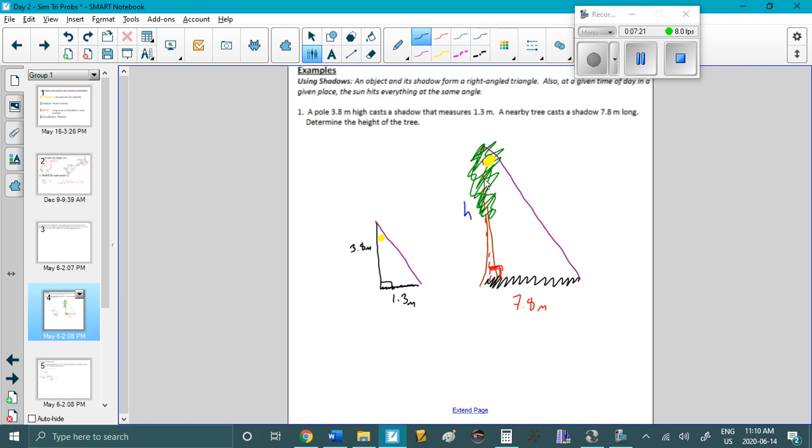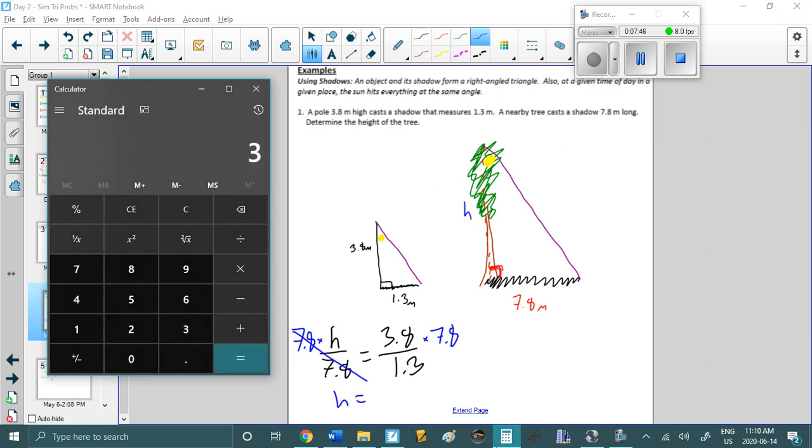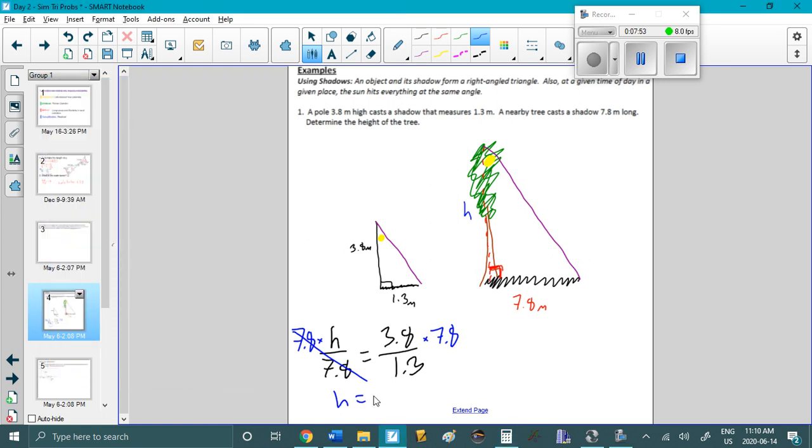So here we go. I'm going to take the values from this triangle and make them a ratio. I'm always going to do the letter on top because that makes life easier. So h over 7.8 equals, and then I set up the ratio with these in the same order, height over shadow. So 3.8 over 1.3, and now I'm ready to solve. I multiply by 7.8 on both sides. These cancel, and h is going to be 3.8 times 7.8 divided by 1.3. And we get 22.8 meters.